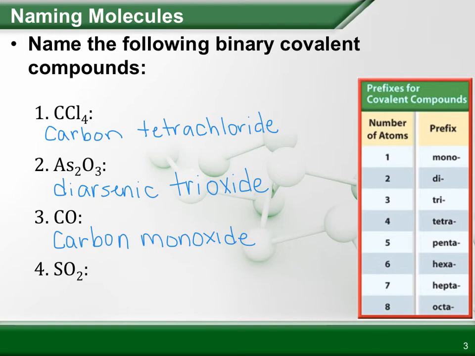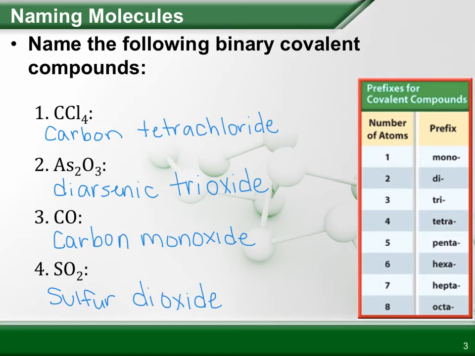And then we have sulfur. There's only 1, so we don't write mono. And then there are 2 oxygens, so dioxide. All right. There is our quick example of naming.